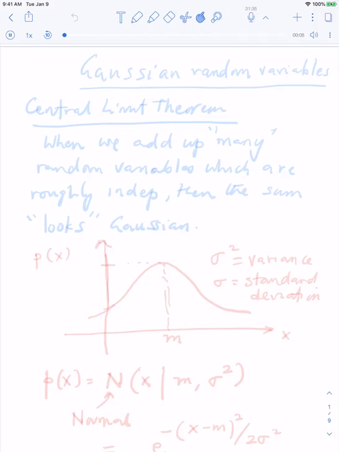So Gaussian random variables, let's talk about those. The reason we want to talk about Gaussian random variables is that, well, one of the reasons is that we are going to use them a lot to generate the artificial data that we're going to be working with when evaluating and benchmarking various machine learning schemes.